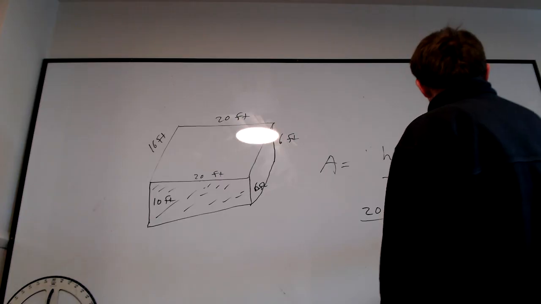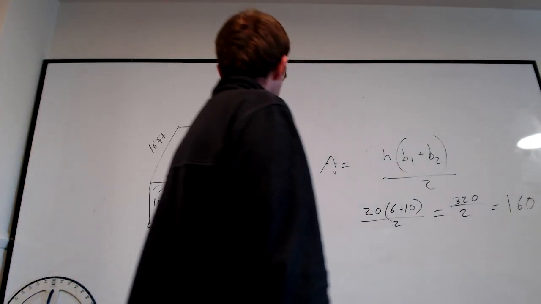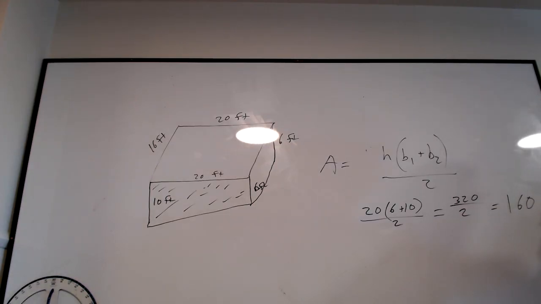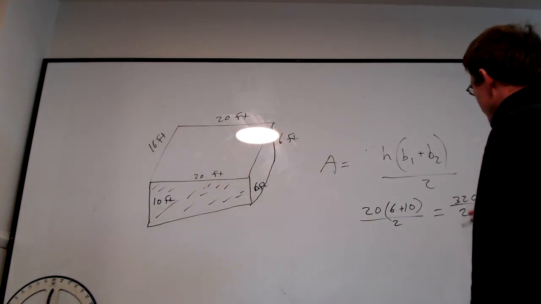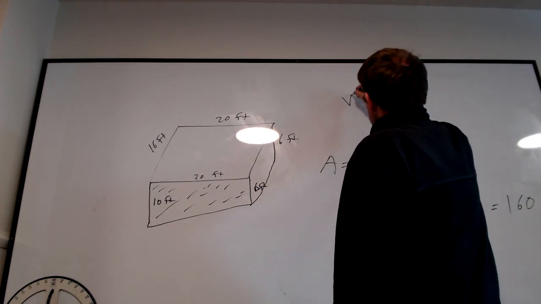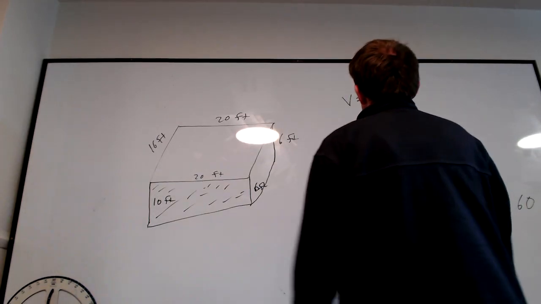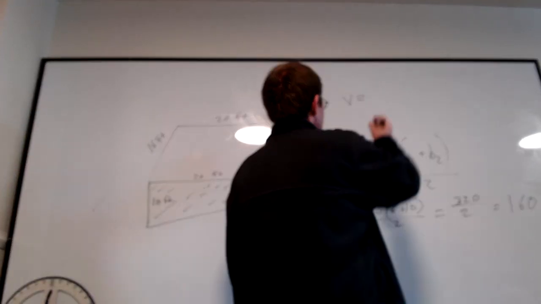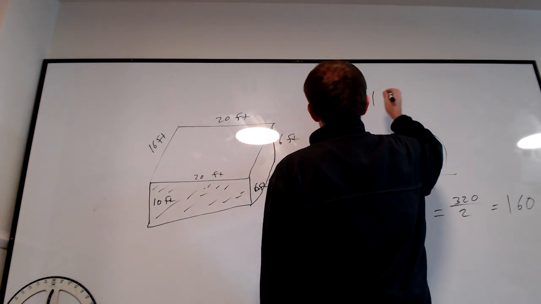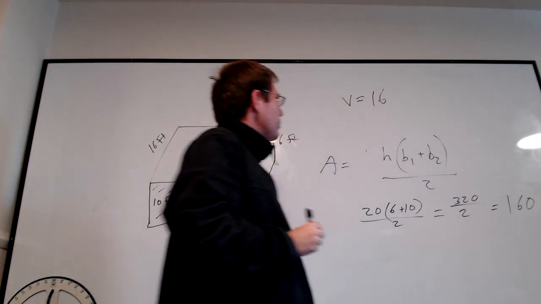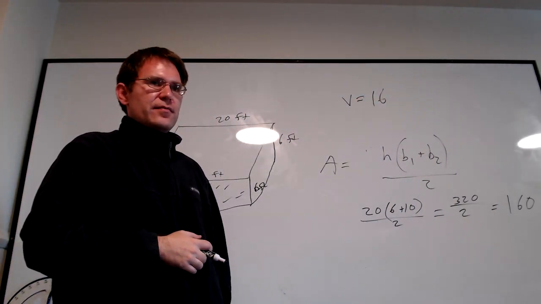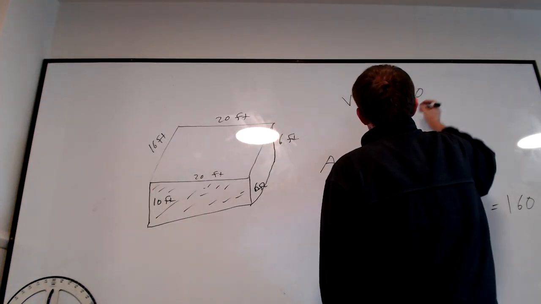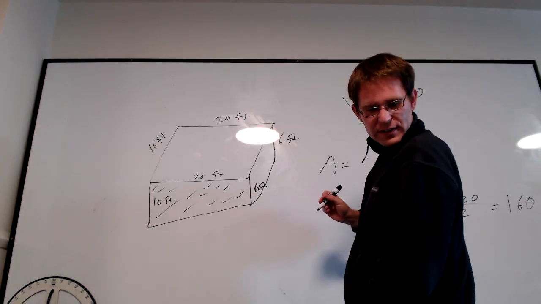So what would the units be for this? Feet squared. Yes, feet squared. Very good. Okay, so then for the volume, V will equal what? 16 feet is how deep it is. Okay, and then that's going to be multiplied by what? By the 160, yeah. That's 2,560. Okay.